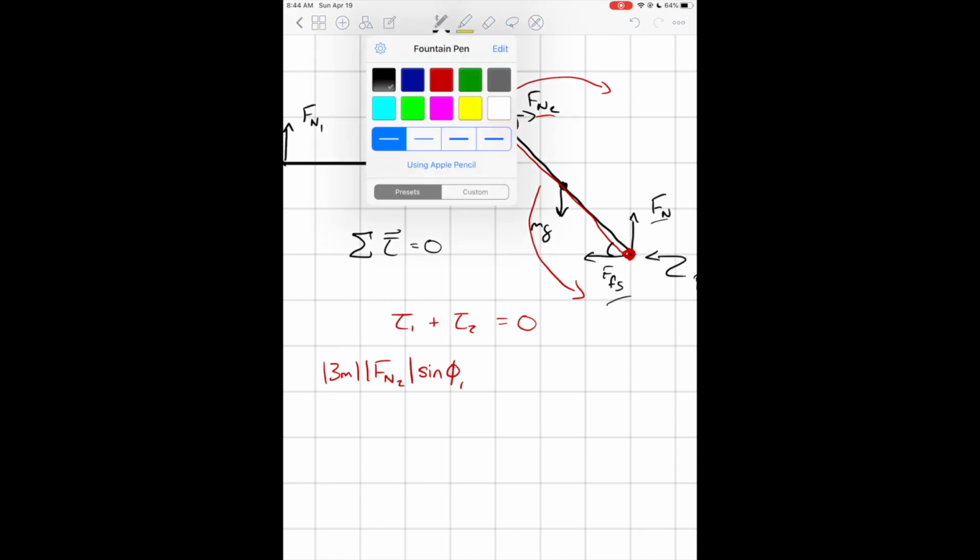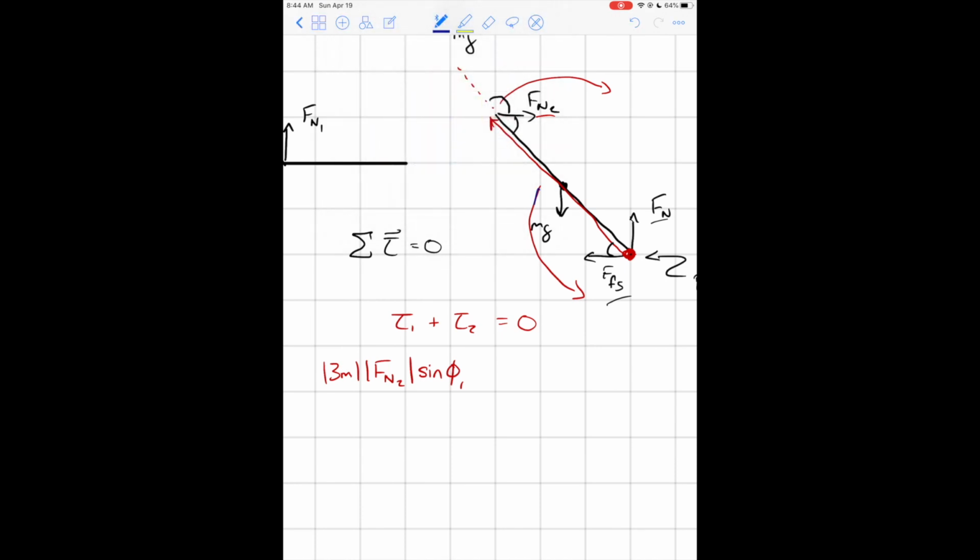Let's keep moving here. I'll do blue maybe for this second torque. Plus torque 2. Torque 2 is going to have a length of 3 meters over 2. That's this length from my pivot point. And again, if I'm going up like this, the angle is 30 degrees. 180 minus 30 is 150, so it's a 150 degree angle here. So I have times mg sine of 150 degrees. Let's actually put in the 120 degrees over here.